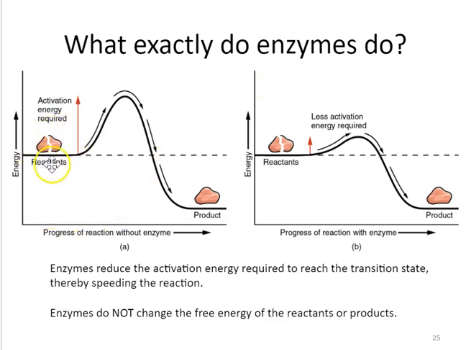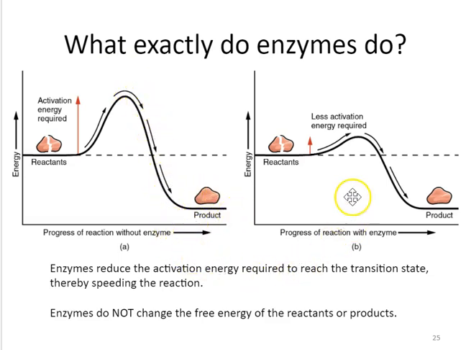So the reactants are the same whether you have an enzyme or do not, and the products are the same whether you have an enzyme or you do not. What's different is the energy of activation, and the energy of activation is the energy that you have to put in to break the chemical bonds in the reactants and allow the formation of something called the transition state, which has to happen before products can be formed.